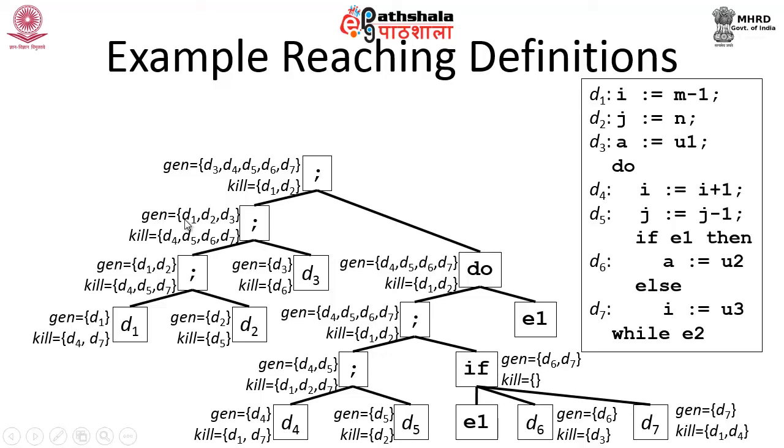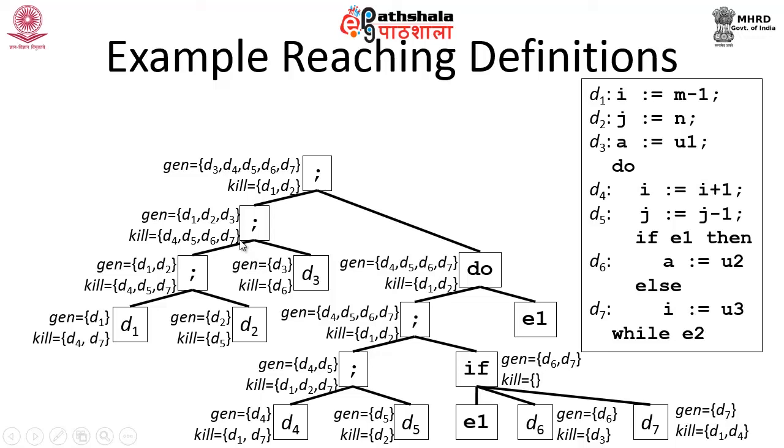Again, union will be D1, D2, D3, D4, D5, D6, D7. Okay. Now, how do we compute this node? Again, gen of S2 union gen of S1 minus kill of S2. So, D4 to D7 will be there, gen of S1 which is D1, D2, D3 minus D1, D2 will be resulting in only D3. Therefore, this has got D3 to D7.